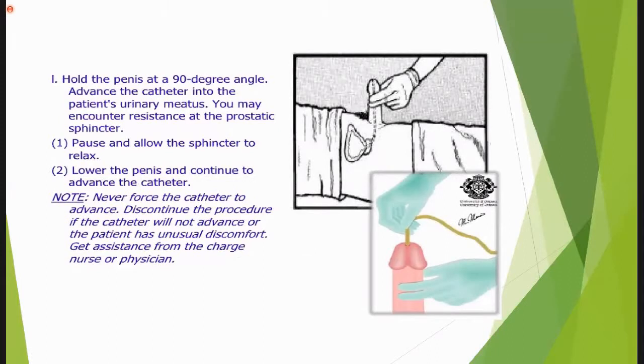Okay, hold the penis at a 90-degree angle or parallel and advance the catheter into the patient's urinary meatus. Okay, now insert the catheter tube through the meatus. You may encounter resistance at the prostatic sphincter. Okay. Noted. Never force the catheter to advance.